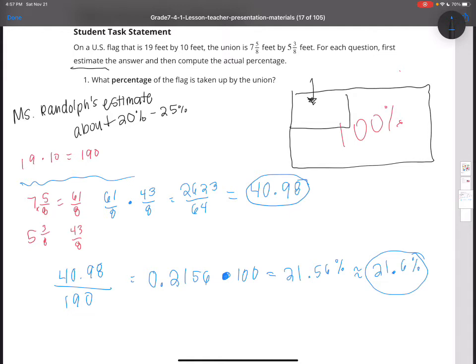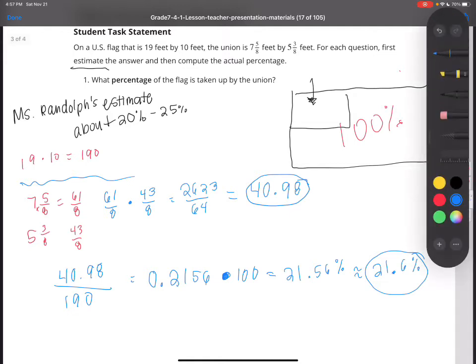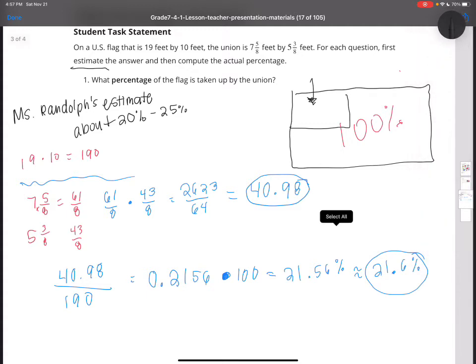If I had to put this in sentence form, the flag is taken up by about 21 and 6 tenths of the union, of the flag. So the union is taking up about 21 and 6 tenths of the flag. Okay?